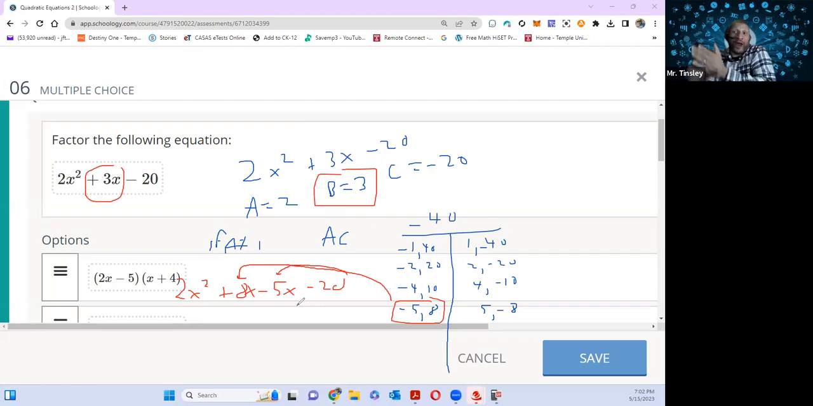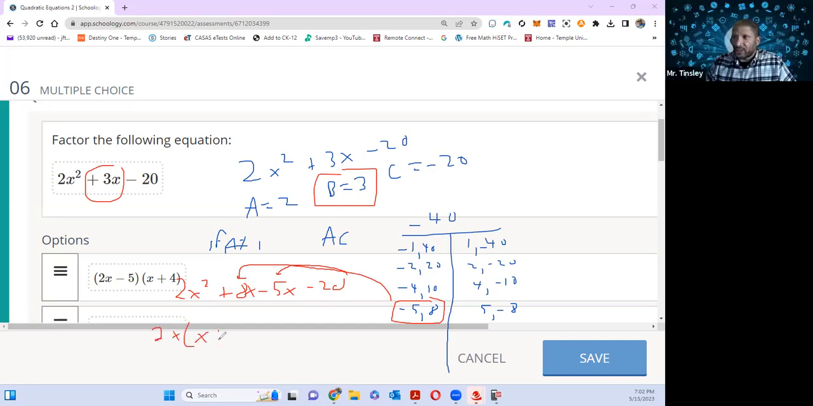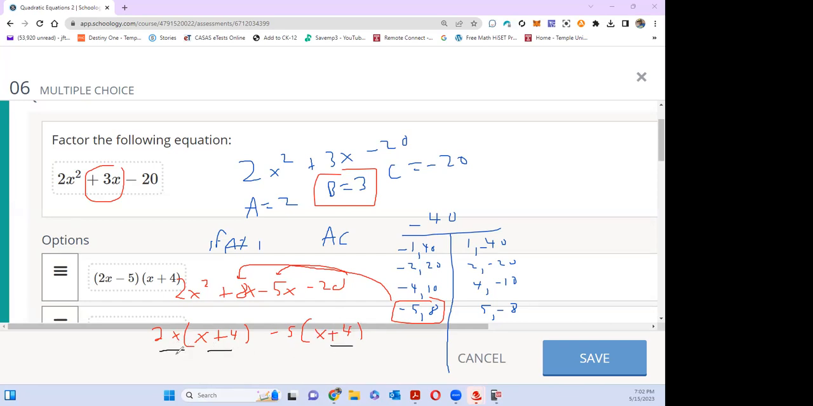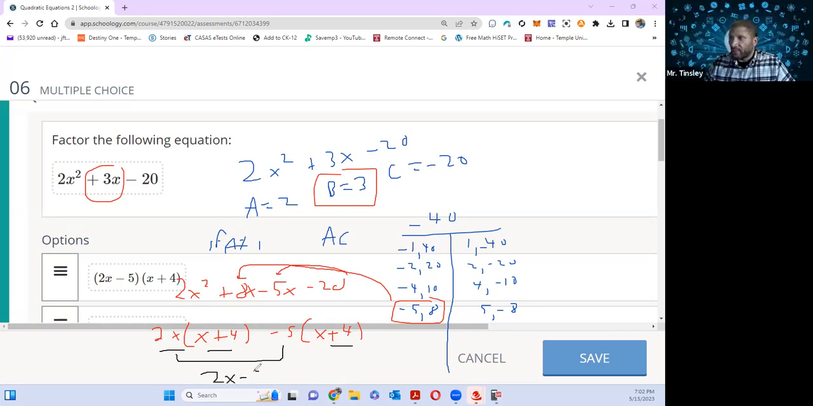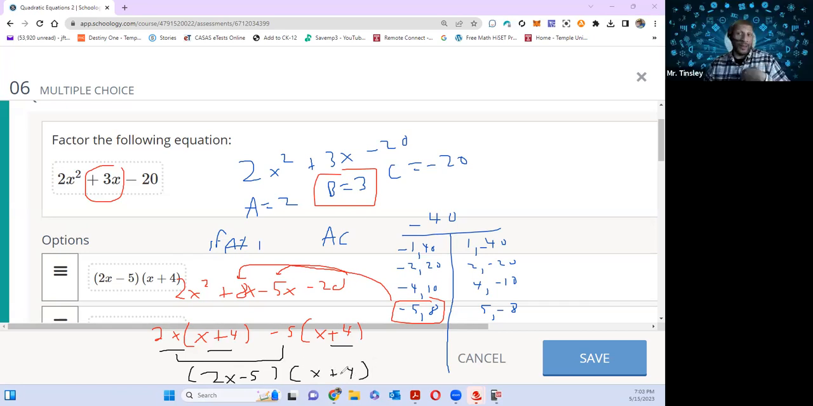But then I had to rearrange them because I've got to factor by grouping. So here, the greatest common factor for 2 and 8 is 2. X squared and x is x. So I got x plus 4. Then here, I'm going to do the same exact thing. I'm going to take out minus 5, and I got x plus 4. Since they share a factor of x plus 4, I can combine those. So I get 2x minus 5 times x plus 4.